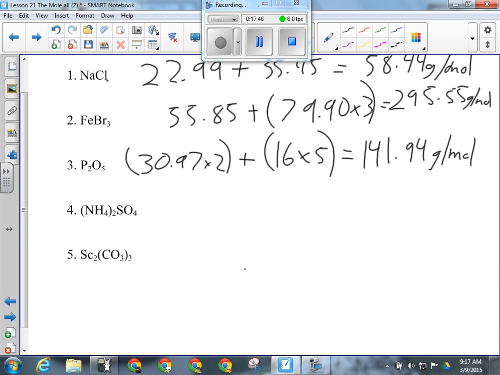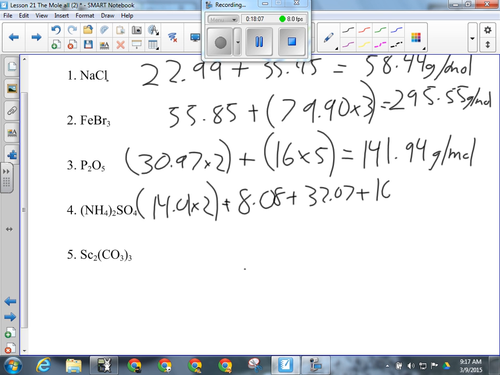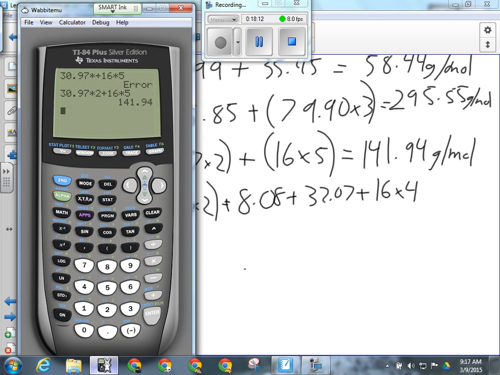Okay, for number 4, we said we had 2 nitrogens, so we'll go 14.01 times 2. Okay, and we're going to add that to 8 hydrogens, so I'm just going to put 8.08 there because that's a pretty easy one to do in your head. Okay, and then a sulfur. All right, so we got 32.07 for that. And how many oxygens? 4. Okay, so 16 times 4. So yeah, sometimes you run into a lot of stuff in a compound.